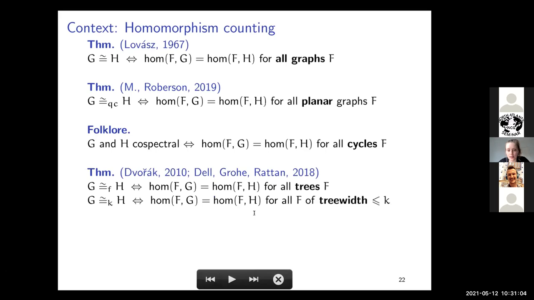And then people have also looked at what happens if instead of trees, we look at graphs with a fixed bounded tree width. This parameter often appears when you're interested in running algorithms efficiently, since things often become efficient if you restrict your attention to graphs of bounded tree width. This results in the so-called k-equivalence notion, which is a generalization of fractional isomorphism. There are also interesting things one can say about the complexity of testing these relations. Because we have these equivalences, the complexity of testing the right-hand side has to be the same as the complexity of testing the left-hand side.